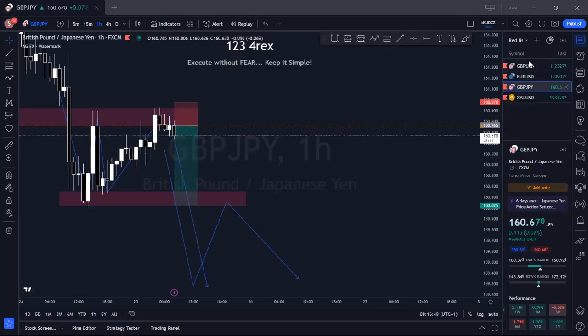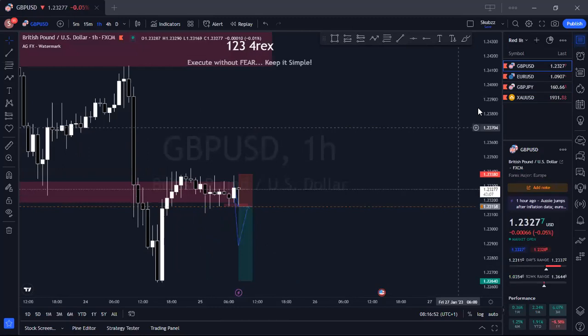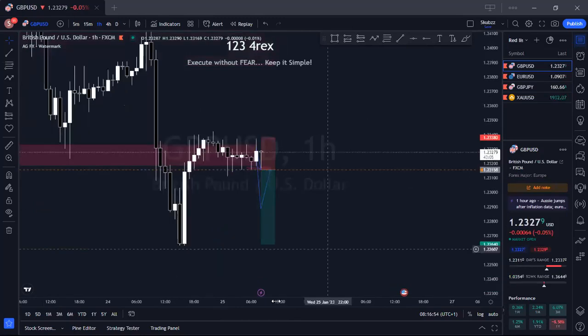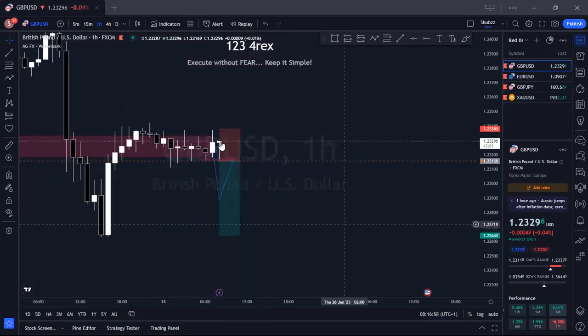Red list, where's GU? GU is still pushing up. That's the thing with GU right now. I think what will give me confidence with that GBP JPY is if GU starts selling.